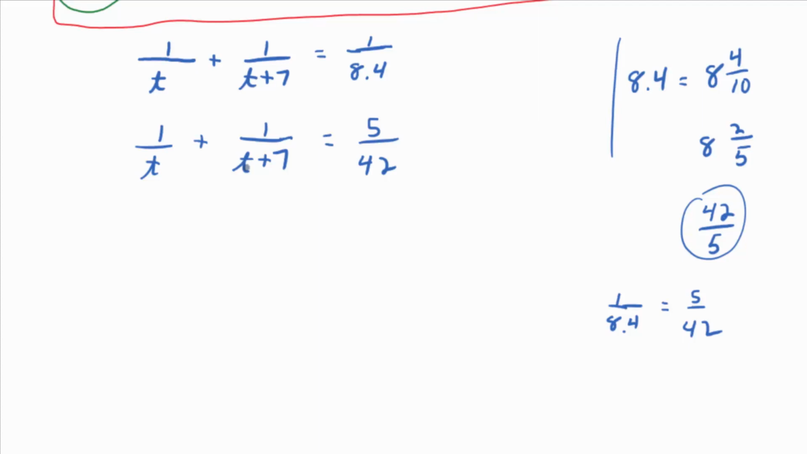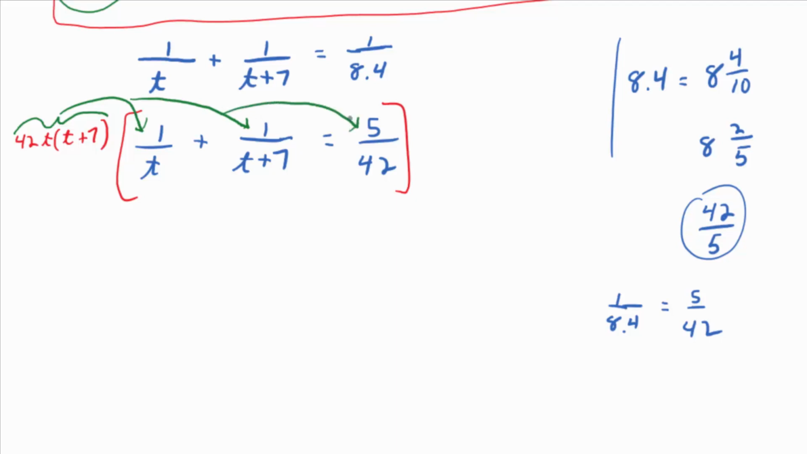Nothing too crazy, right? Okay, what do we do to clear the fractions? What do we multiply by? The LCD, what is the LCD of t, t plus 7, and 42? 42t times the quantity t plus 7. That's how I would write it. Now remember, that entire quantity then has to be distributed to each and every numerator. Multiply each and every numerator by that quantity. But you might want to cancel as you go so it doesn't become a total mess, right?